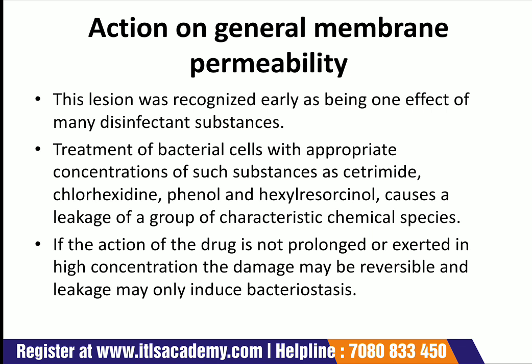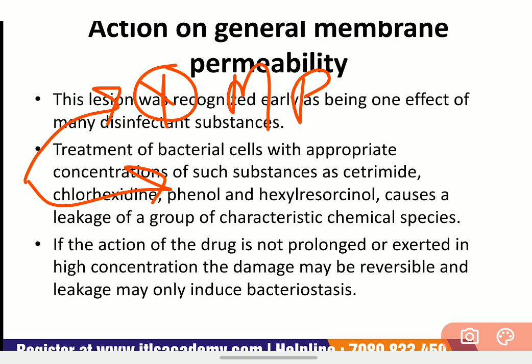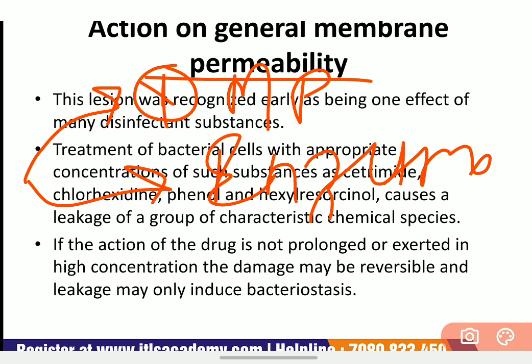Next is action on general membrane permeability. This is the last step of action on the cytoplasmic membrane. As we have studied, there were three actions on the cytoplasmic membrane. First, inhibiting the membrane potential. Second was acting on enzymes. And third, which we are going to study, is membrane permeability.